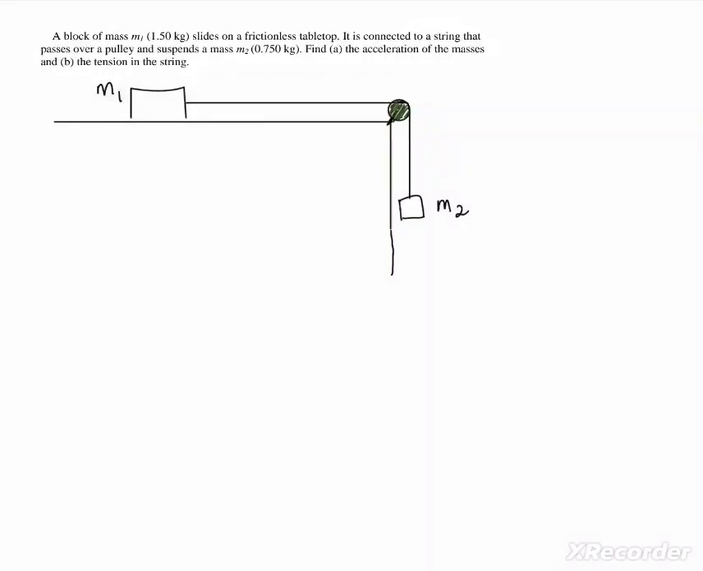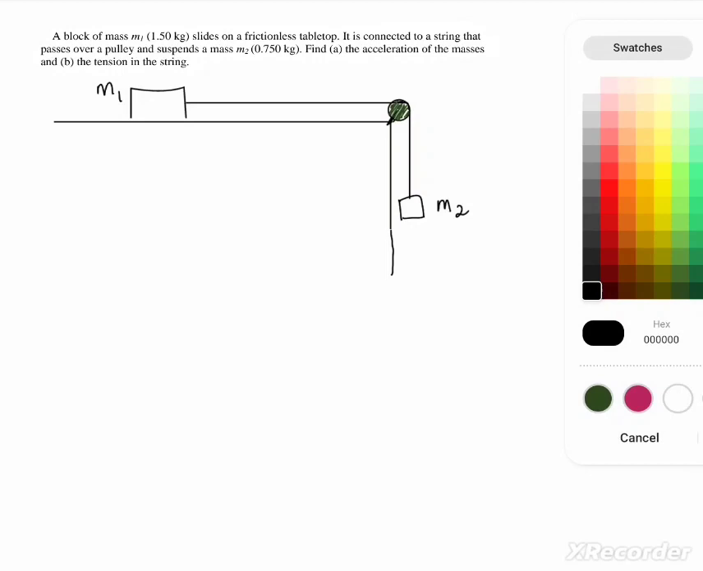In this question, we have two blocks, M1 and M2, and it's a frictionless tabletop, meaning there's no friction, and they're connected to a string that passes over a pulley. So here is the pulley, and this is one string that's passing through. They're giving us the masses.